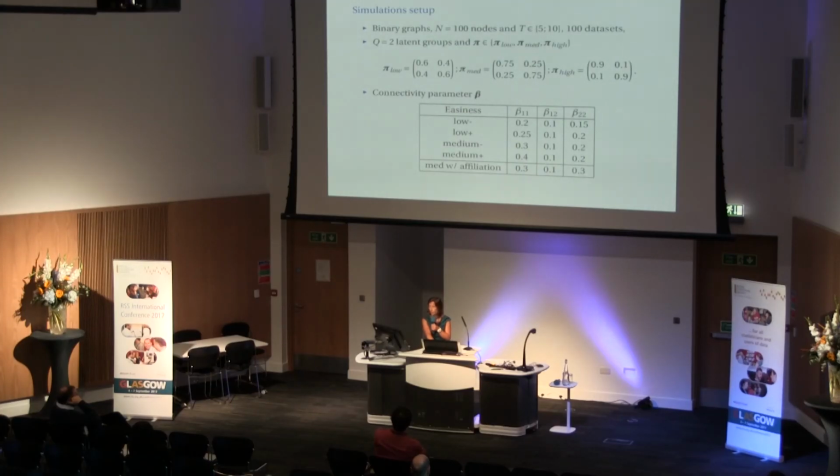The simulation setup is the following. We looked at binary graphs with 100 nodes and 2 different values of T, either 5 or 10 time points. There are 100 datasets for each scenario. There are 2 latent groups, and the transition probability for the Markov chain here takes 3 different values from low to high stability of the groups. In this case, you see that the groups change very little from one time point to the other one. In this one, the groups will change a little bit more. And we have also, let's say, 4 different scenarios for the connectivity parameters, from low minus easiness to medium plus easiness, meaning that here it's easier to distinguish the groups than here. Here the values of interactions for the groups are 0.2, 0.1, 0.15. They are very close, so it's very difficult to distinguish the groups.